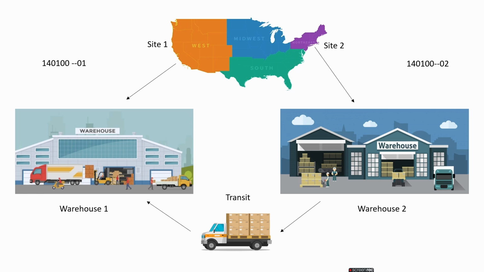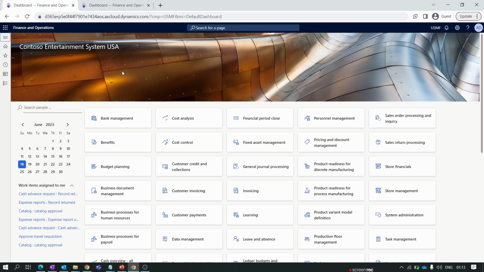The financial dimension we can't directly define at the transfer order level. The financial dimension needs to default from the site into the transfer order document. We have already created the site in our first episode, so now we are just assigning the financial dimension to that previously created site.